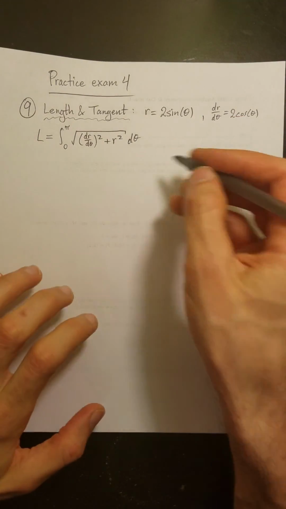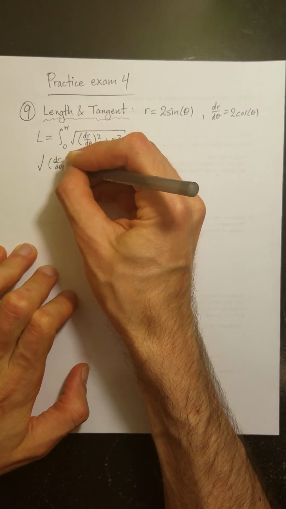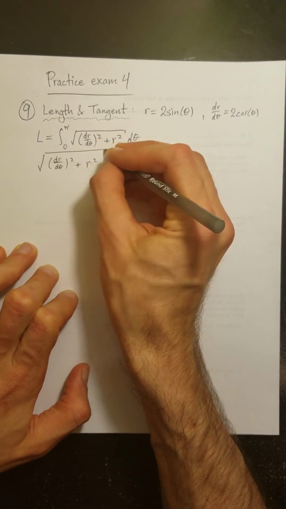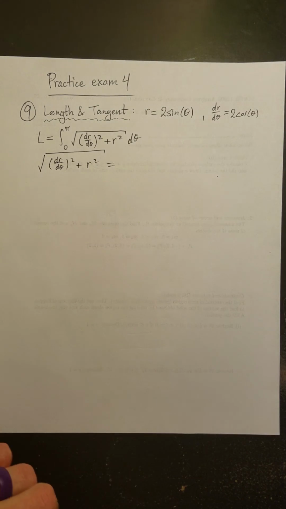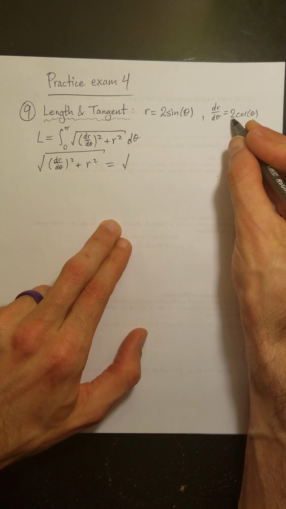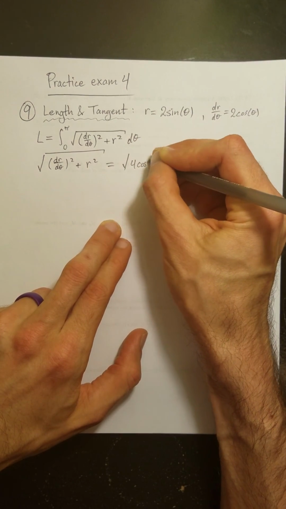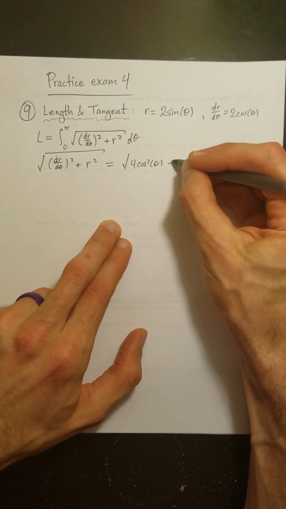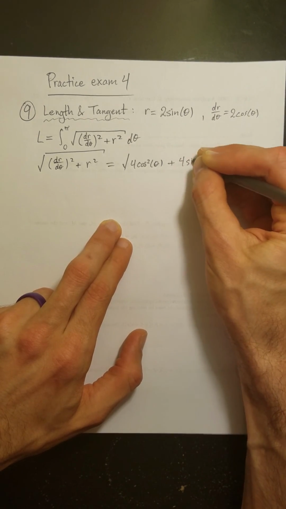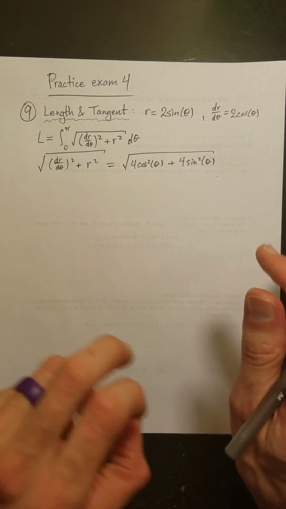Okay. And now I just need to combine all of these terms. I need to look at dr d theta squared plus r squared and then take the square root of that. And then I'll integrate this quantity once I find it. So dr d theta squared is going to be 4 cosine squared theta, and r squared is going to be 4 sine squared theta. I'll just go ahead and write it like that. And then I need the square root of this quantity.